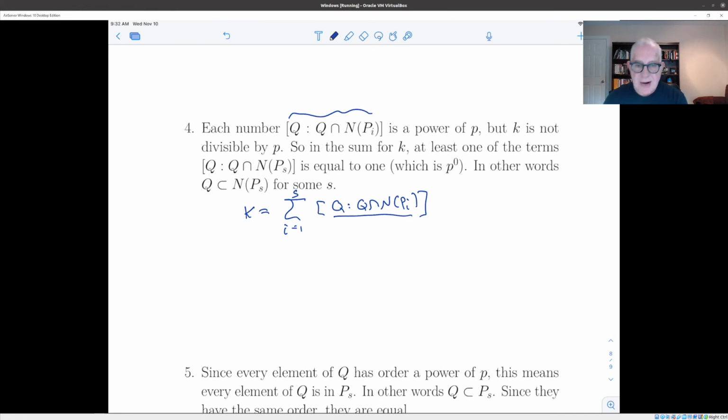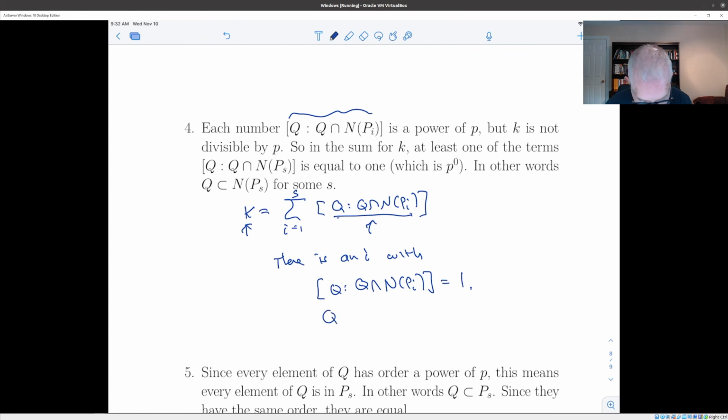So if we look at this sum, K is the sum of these indices. If all of these numbers are powers of p, and K is not a power of p, not even divisible by p, then at least one of these numbers has to be 1. Because if they were all powers of p, and all divisible by p, their sum would be divisible by p, and that would mean that K was divisible by p. And that didn't happen. So it follows that there is an i with the index of Q intersect N of Pi equal to 1. And that means that Q intersect N of Pi is equal to Q, and that means that the normalizer of that Sylow p-subgroup contains Q. Because if you intersect Q with a set and get Q back, that means Q is entirely contained in that set. So Q stabilizes one of these Pi.